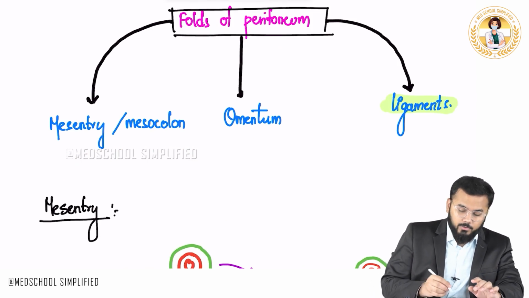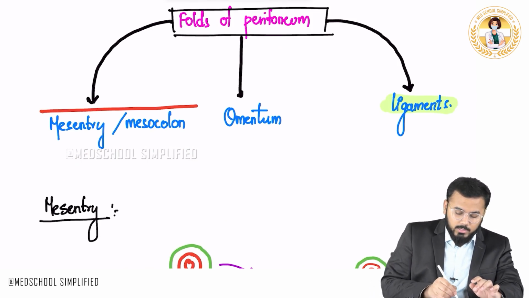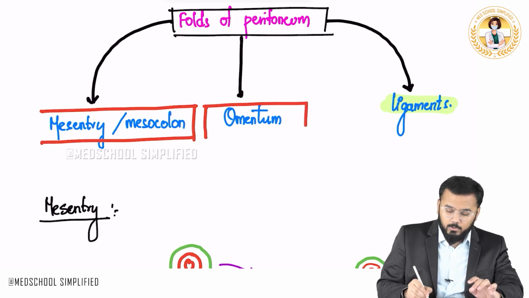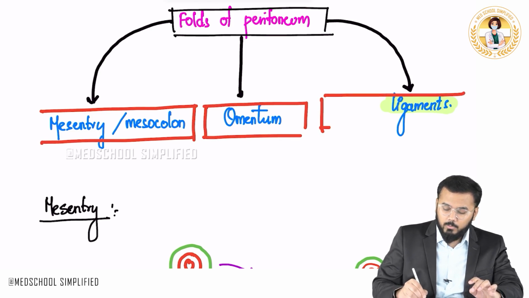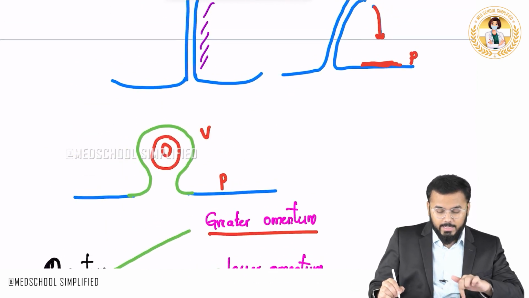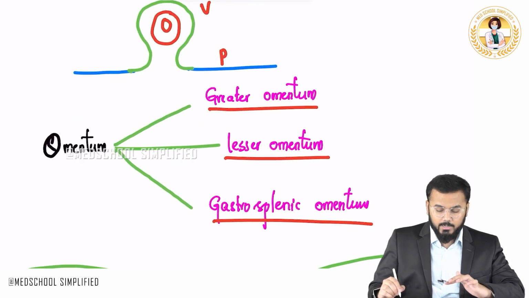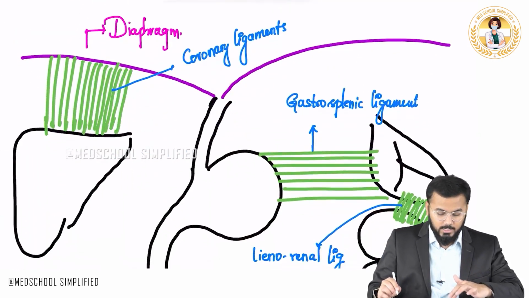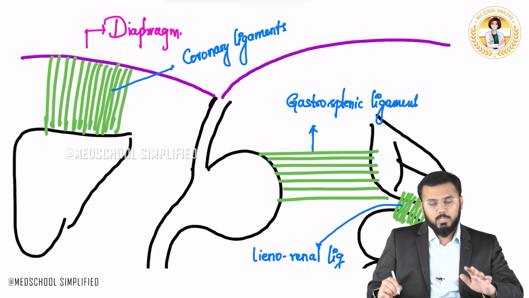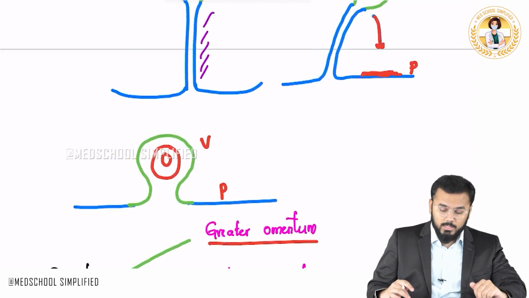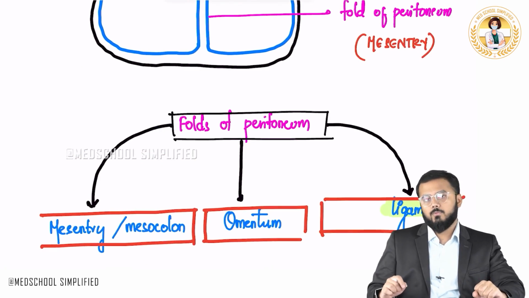So we have actually discussed the different folds of peritoneum. We mainly focused on the mesentery, which is also called as mesocolon. We have discussed about the omentum, and we even have discussed about the ligaments. Among omentum, we have got three types: greater, lesser, and gastrosplenic omentum. Then we discussed the three ligaments: the coronary ligament, the gastrosplenic ligament, and the lienorenal ligament. So these are all the important things which you need to know regarding the folds of peritoneum.